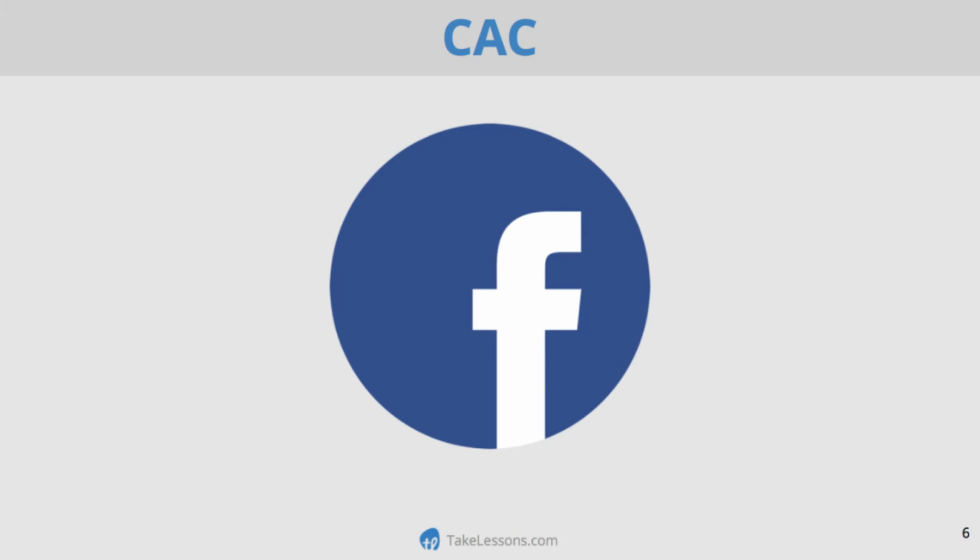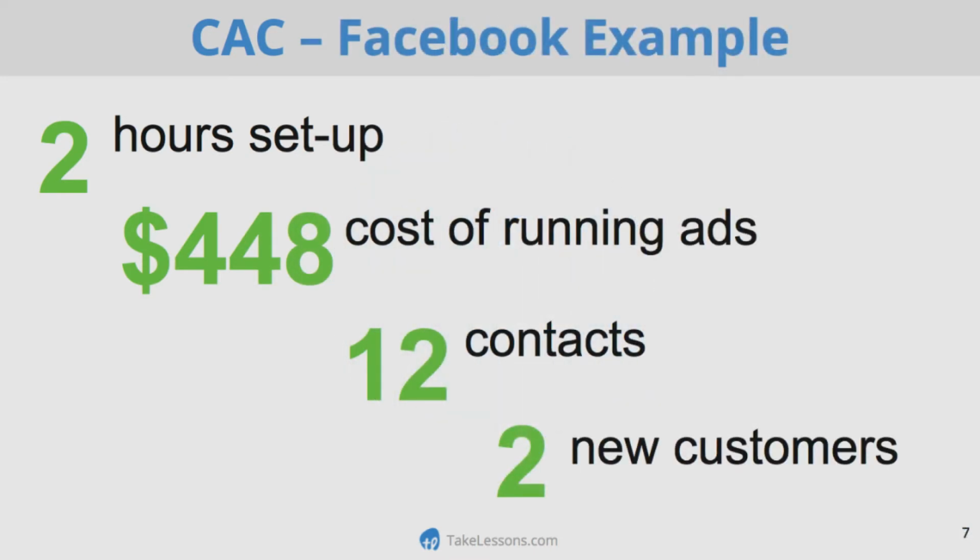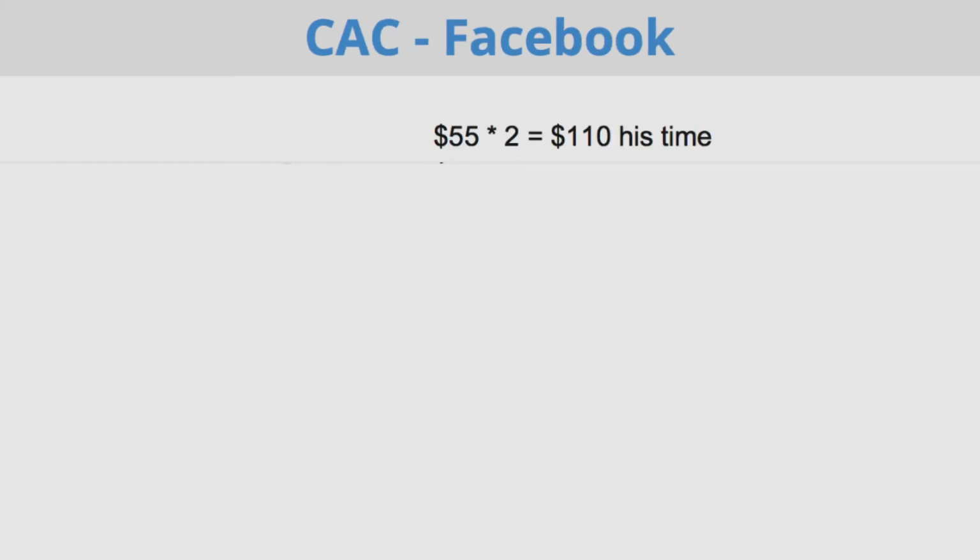Recently, Aaron did his first Facebook ad campaign. He spent 2 hours creating the right formatted ads and setting up his account, and then spent $448 over the course of 2 months targeting people where he lives in Atlanta. During that time frame, 12 people contacted him and he closed 2 new clients. A mom booked her son for guitar lessons, and a young professional booked French lessons to help with her career. Aaron's rate for lessons is $55 an hour.